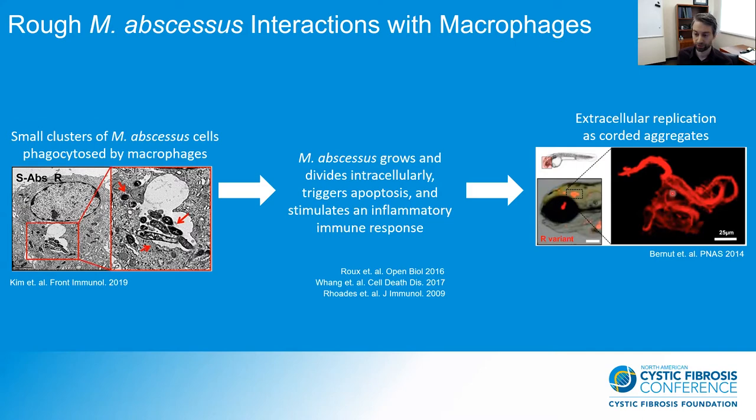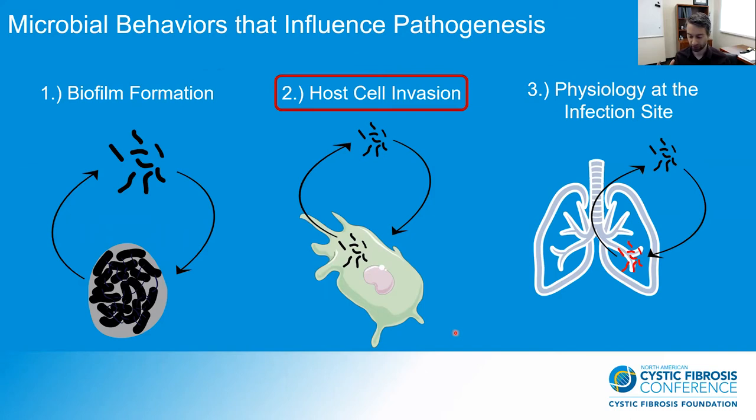Okay, so we know in the context of tissue culture and some of these animal models that Mycobacterium abscessus can live within macrophages, and interacts with macrophages in ways that are dictated largely by whether you're a rough or smooth variant.